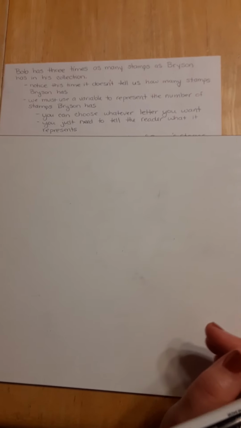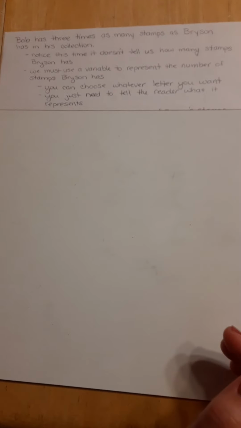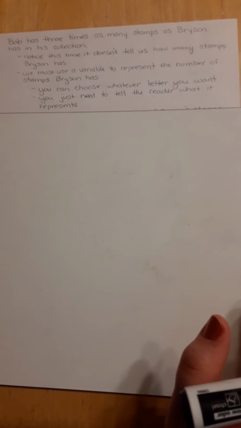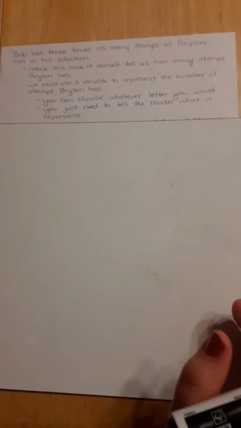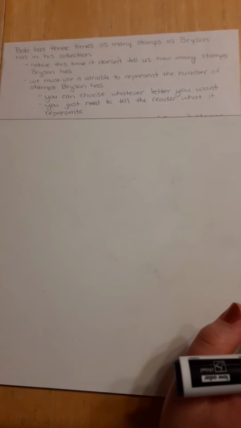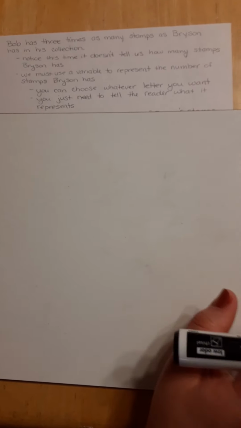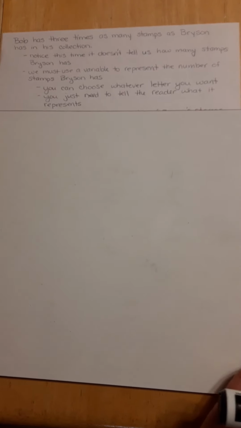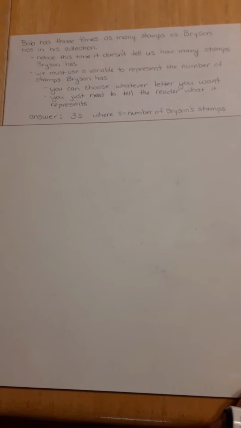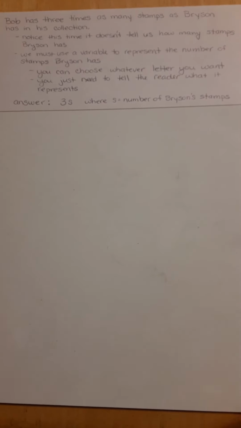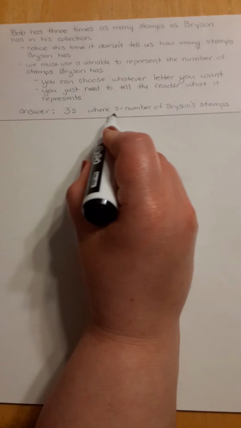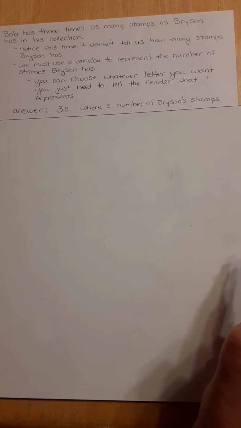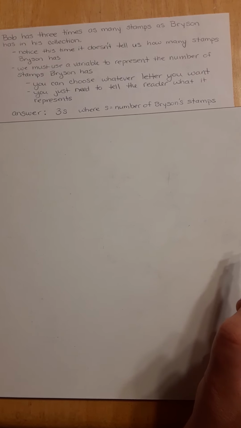Now, we can choose any letter to represent that. Some people might choose S to represent stamps. Some people might choose B to represent Bryson. Some people might just go with the N to represent number. It is your choice. The thing is, you need to be able to tell your reader. So here we chose S, S for stamps. And so if you noticed over here to the right, I said what my letter represents here. S stands for the number of stamps that Bryson has, okay?